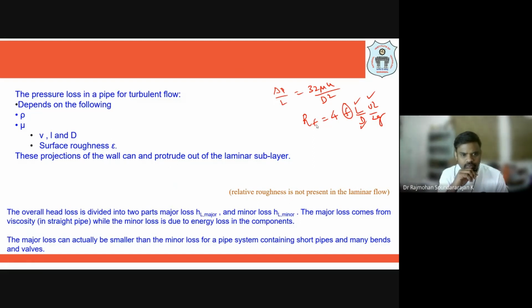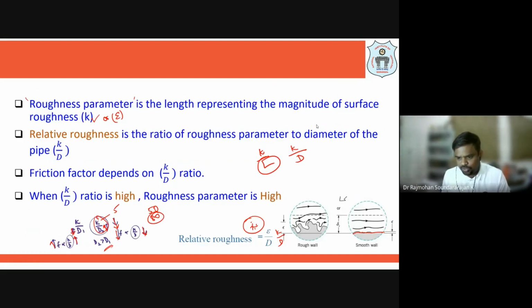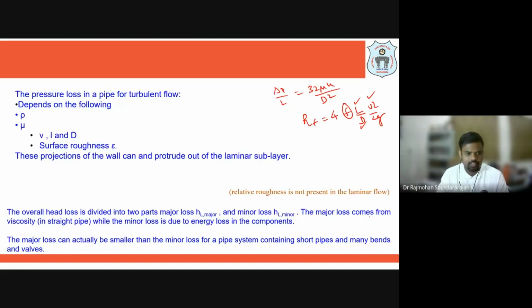Okay, because these projections of the wall can protrude out of the laminar sublayer. And remember, in a laminar flow, this relative roughness is not present. That's what I was showing you here. If it is a smooth wall, you are going to have a laminar flow condition kind of situation there. Okay. So as I told you, this head loss can be divided into two parts.